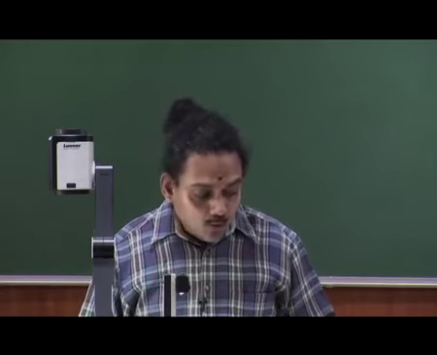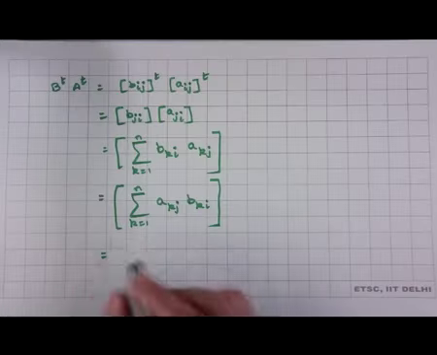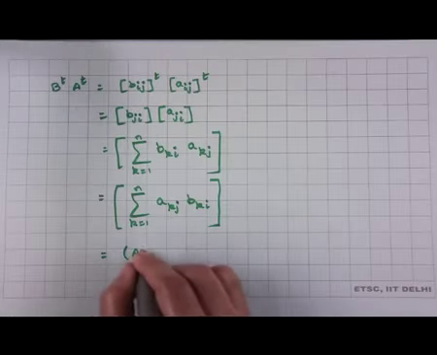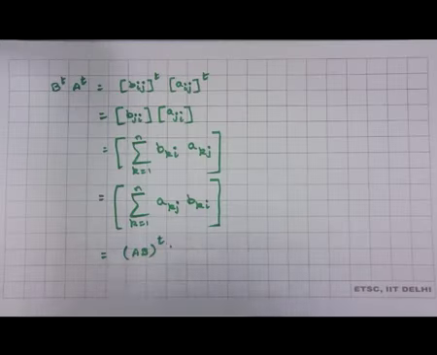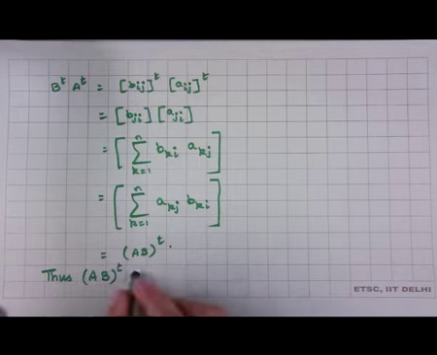Now, if you look at what we calculated for (AB) whole transpose, these two match, and therefore this is the same as (AB) whole transpose. Thus, (AB) whole transpose is equal to B transpose A transpose.